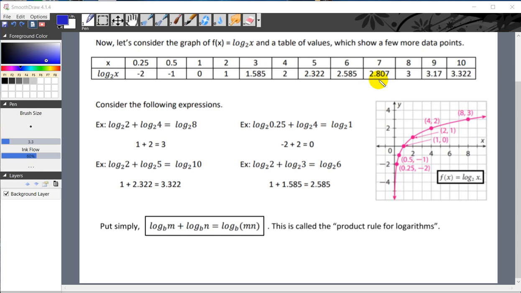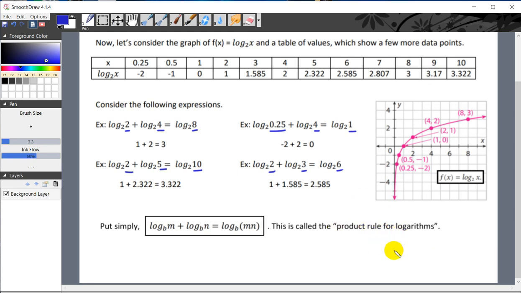Okay. So let's say we want to consider each of the following expressions here. I'm just going to tell you that all of these expressions that you see here are true. Okay, so if we're trying to look for a specific pattern between what we see here, as you can see here, this 2 times 4 equals 8. We have 0.25 times 4 equals 1. Here we have 2 times 5 equals 10. And we have 2 times 3 equals 6.